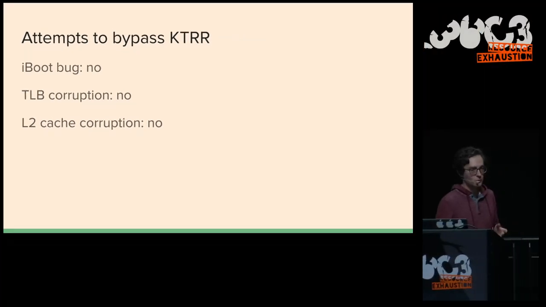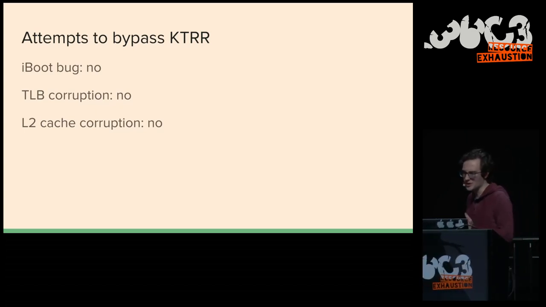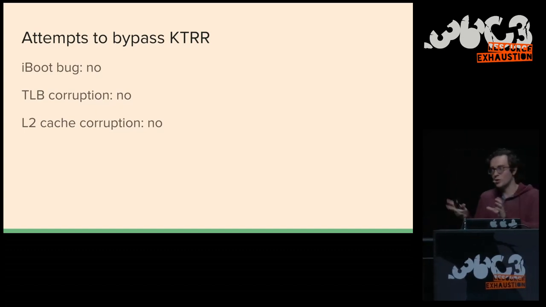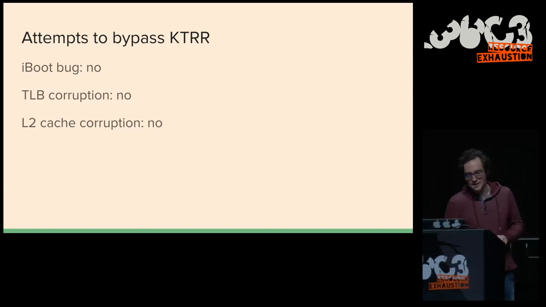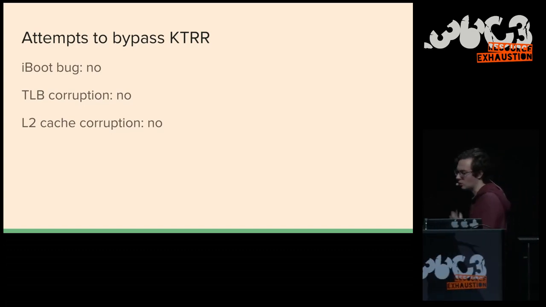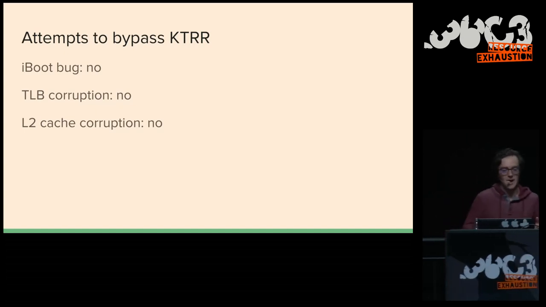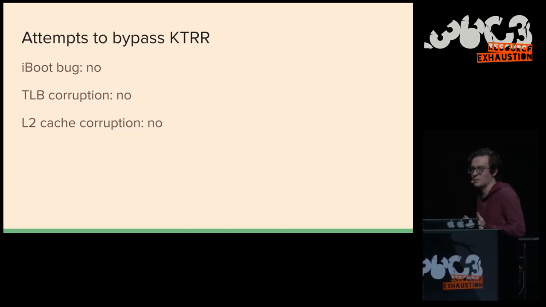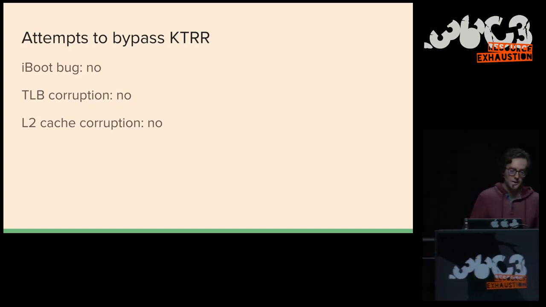Next, I read through several sections of the ARM architecture manual and saw some interesting things about how, if you have a weird malformed TLB entry or weird malformed page table entries, you could do something weird with the TLB. That didn't really end up yielding anything useful. I also misunderstood how KTRR worked a little bit, and I thought maybe there's a way to corrupt the L2 cache and then bypass KTRR that way. That didn't end up really working either. So I tried a bunch of things. None of them really panned out, and I put this research on the back burner for a while.